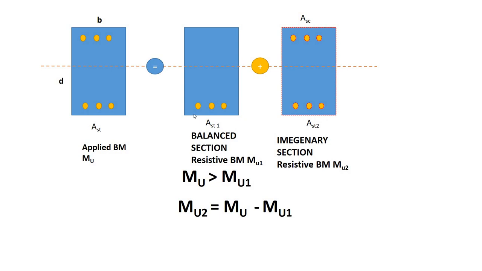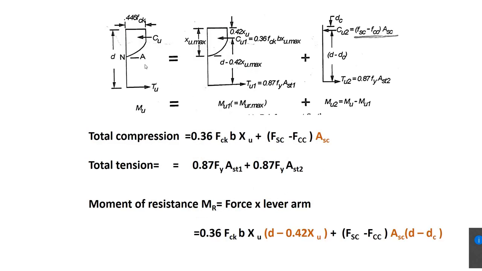So the tensile reinforcement is provided on the tension side, plus the imaginary section, that is the additional reinforcement provided on the tension side, as well as the reinforcement provided on the compression side, right? So the total moment is equal to the addition of the balanced section plus the imaginary section, right? Now let us understand the strain diagram.